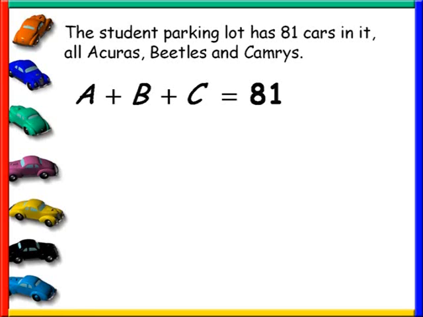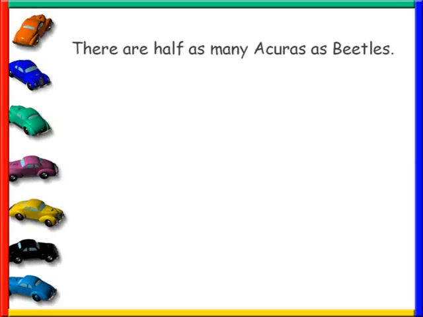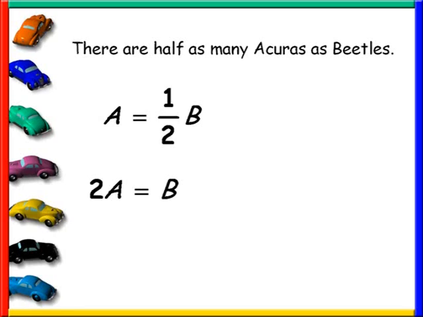Let's take our next statement. There are half as many Acuras as Beetles, meaning the number of Acuras is half the number of Beetles. We can also take this statement and say that twice the number of Acuras is equal to the number of Beetles. This is just another way of saying there are twice as many Beetles as Acuras.